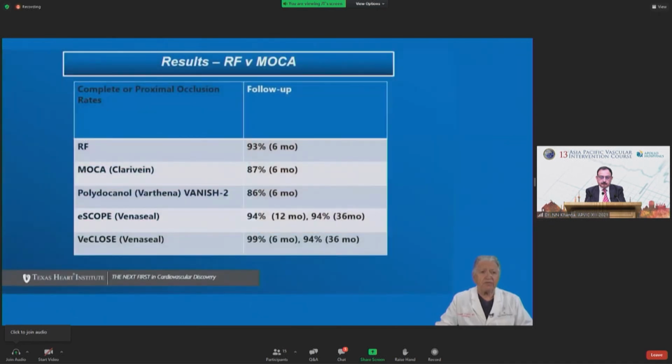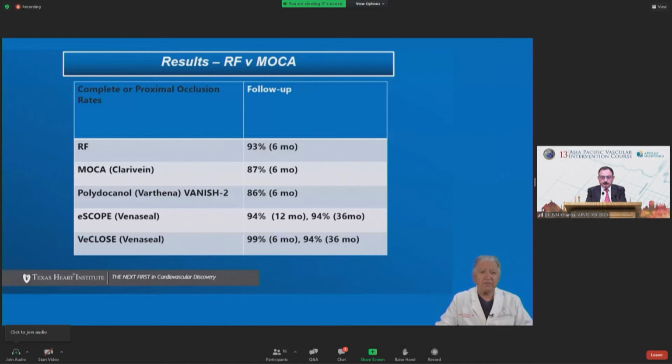So what are the results of the VenaSil procedure in comparison with radiofrequency ablation and the use of polidocanol in the form of MOCA or Varithena? We can see that in two studies, eScope and VCLOSE studies, the success rate was very high. At 12 months, 94%, and 94% also at 36 months. And in VCLOSE, the VenaSil study, the success rate was even higher. At 12 months, 99%, and 94% at 36 months, which appears to be as good or even better than with other therapies mentioned above.